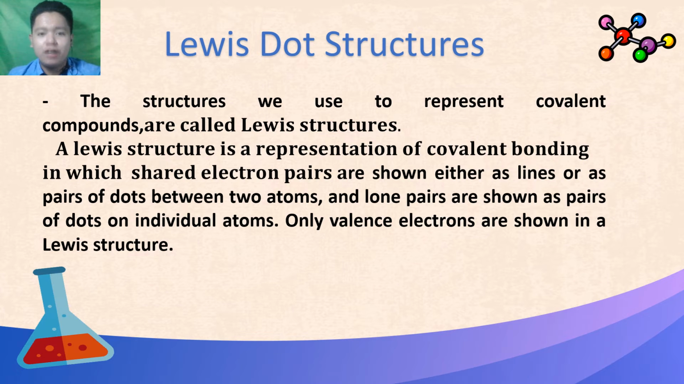In order for us to represent covalent bonds, we need to understand the Lewis dot structures. Lewis dot structures represent covalent bond formation, in which the shared electron pair is shown as a dashed line or as pairs of dots between two atoms, and lone pairs are shown as pairs of dots on individual atoms. It is important to remember that only the valence electrons are shown in making Lewis dot structures.